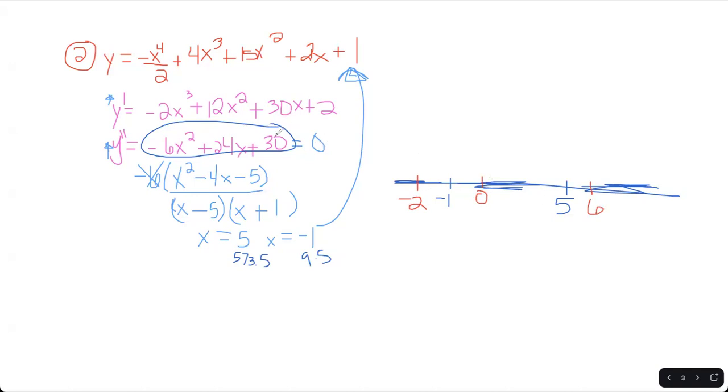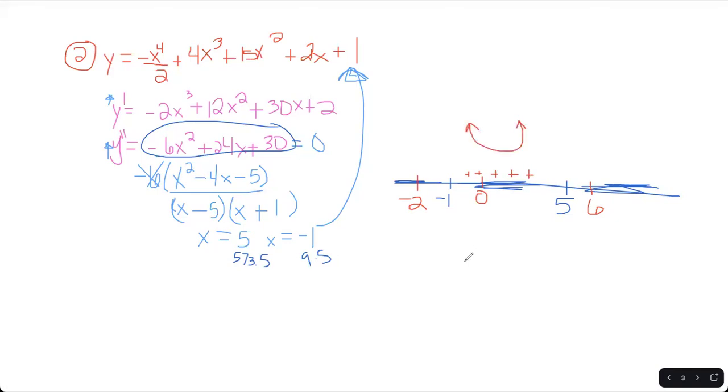So if I plug in 0 into the second derivative here, everything cancels, then I'm left with 30. So that means since I'm left with a positive 30, any number that I were to plug in between -1 and 5 is going to be a positive value, which means that from -1 to 5, I am concave up.